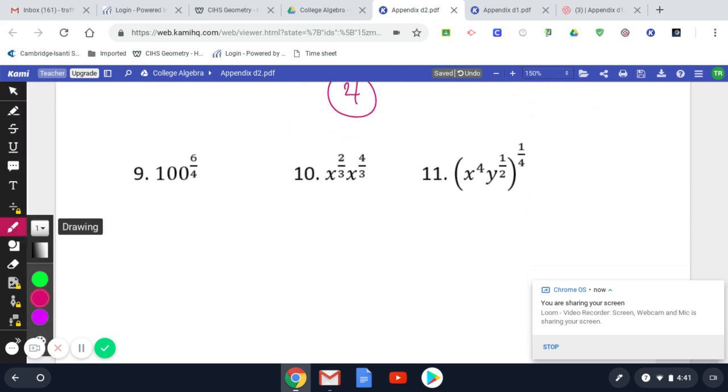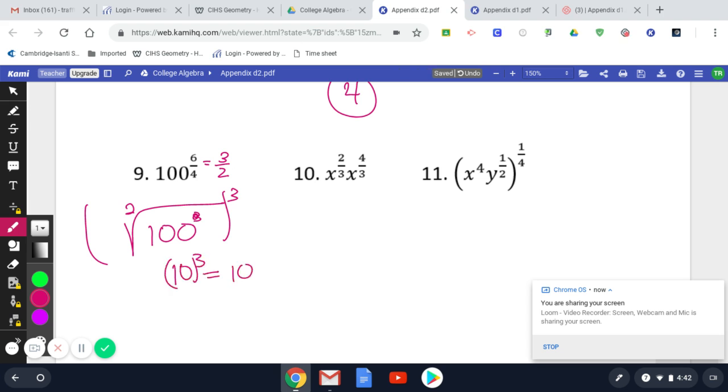100 to the 6/4. Okay, when I look at 6/4, do you see that is 3 over 2? So I always reduce these. It'll make your life easier. So then instead, I'm thinking about 100. I'm going to take the square root, and then I'm going to cube whatever that might be. I should put the cube out here like this if you think of it that way. So the square root of 100 is 10, and then I'm going to cube it to be 1,000.